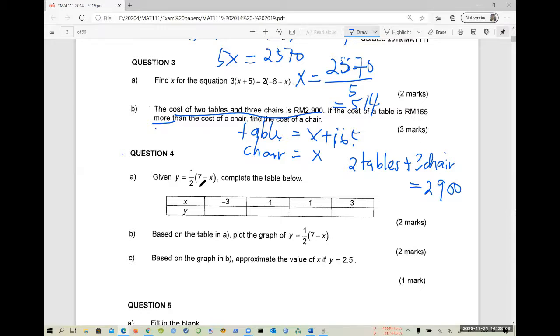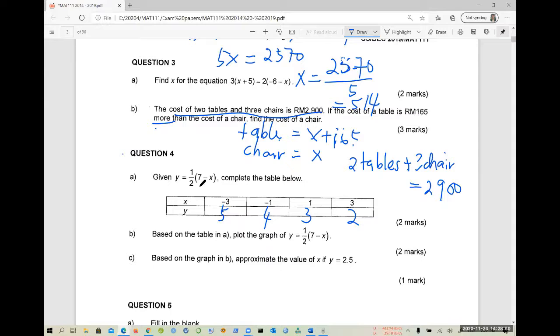So let's say here when x is equal to -3, you substitute -3 inside the given function. So in this case, y is equal to 1/2 of (7 minus x). So 7 minus -3 becomes 7 plus 3. You get 10. So 10 divided by 2, you get 5. So that means this one will be 5. Okay, and then for -1, 7 minus -1, you get 7 plus 1, you get 8. 8 divided by 2, you get 4. And then for 1, 6 divided by 2, you get 3. And then for 3, 7 minus 3 is 4, 4 divided by 2 is 2.